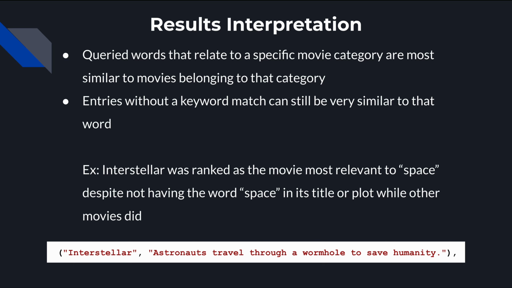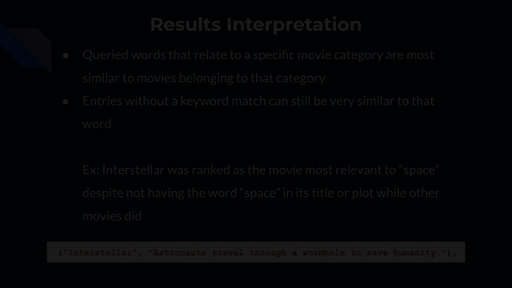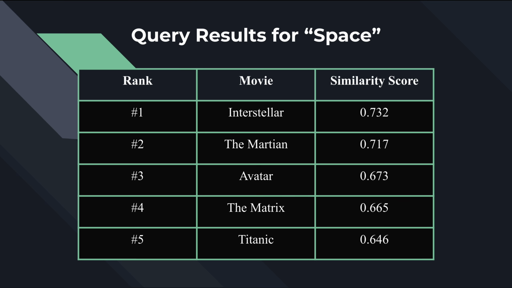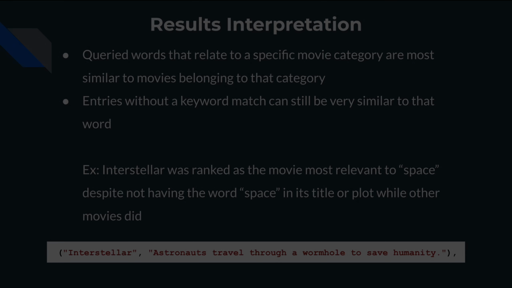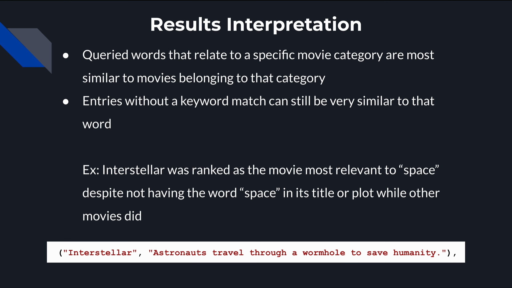The results show a clear pattern when using semantic search. Words that are strongly associated with a particular genre tend to retrieve movies from that category very consistently. What's even more interesting is that this still works even when there are no keywords that overlap. For example, when we queried the word space, the movie Interstellar was ranked as the most relevant result, despite the fact that the word space does not explicitly appear in its title or plot.